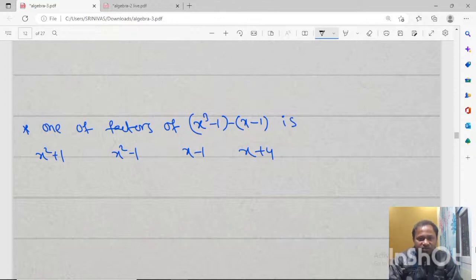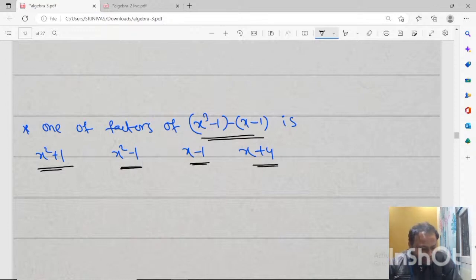One of the factors of x cube minus 1 minus of x minus 1. One of the factors for this. Try to check. The options will be x square plus 1, x square minus 1, x minus 1, x plus 4.